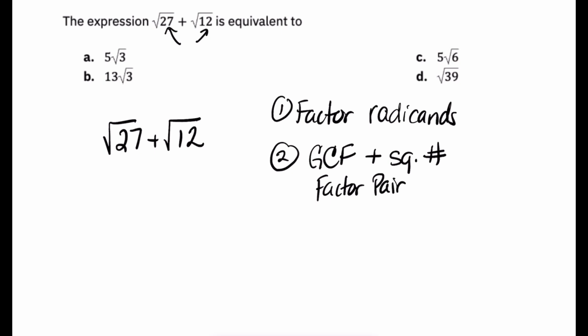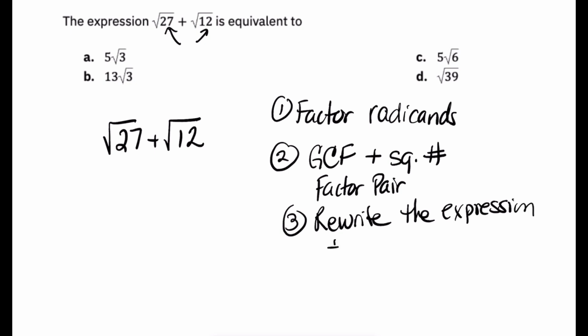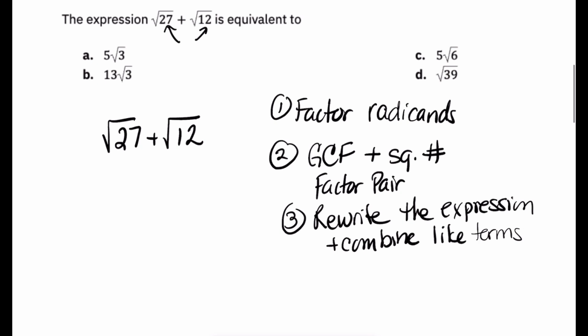Once you have that, you can rewrite the expression and simplify it, because now we'll be able to combine like terms. So we're going to start with looking at 27. And what are the factor pairs for 27? I can do 1 times 27, and I can do 3 times 9. 9 is a square number. Let's see if 3 is a GCF.